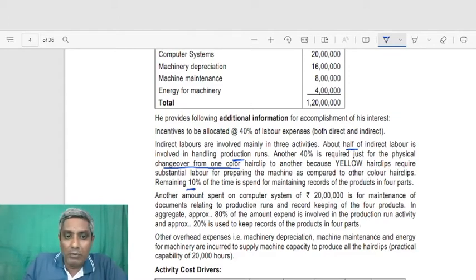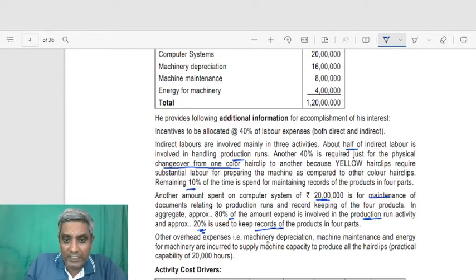Now, another amount spent on the computer system, 20 lakhs, is for maintenance of documents relating to production runs and record keeping of the 4 products. In aggregate, approximately 80% of the amount spent is involved in the production run activity, and approximately 20% to keep the records. See, 80% of the amount expended is involved in the production run, and 20% on maintenance of records. Is it not?